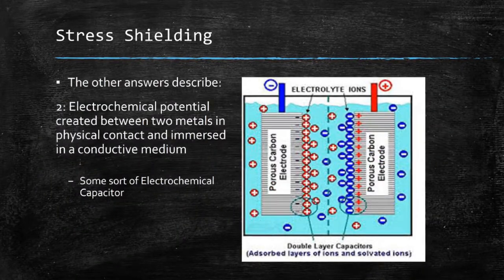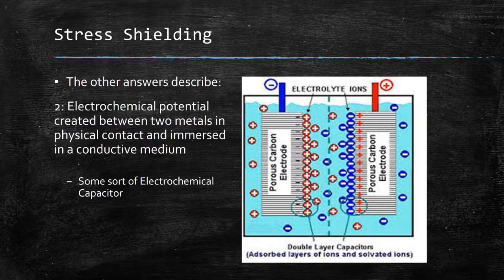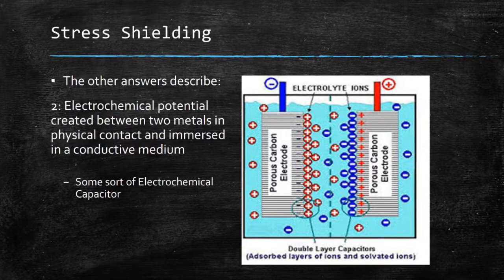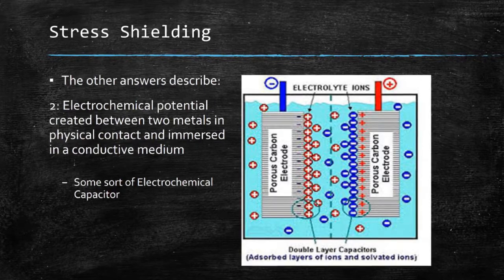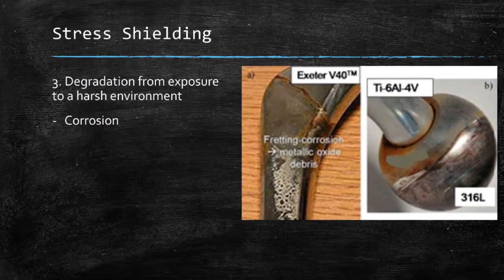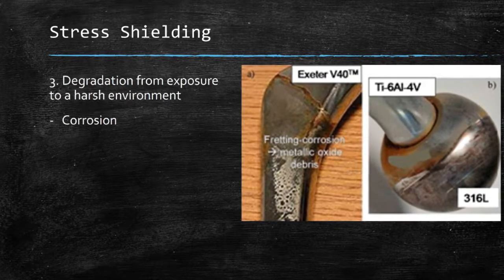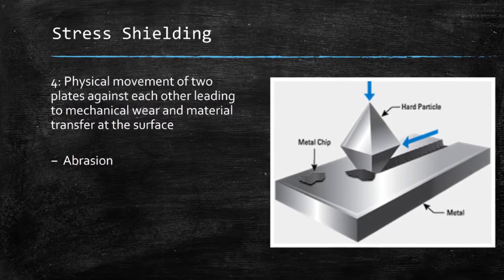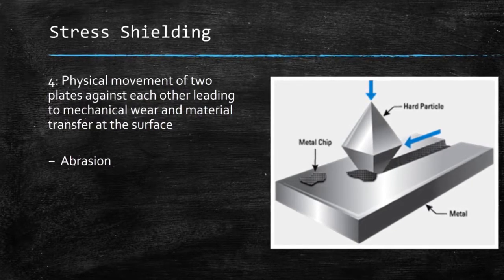Well, why are the other answers wrong? The second option is a definition for stored energy in some sort of electrochemical capacitor. This can be seen on the right. Degradation from exposure to a harsh environment is another way to describe corrosion. And the fourth optional definition describes abrasion. This can be seen on the right.